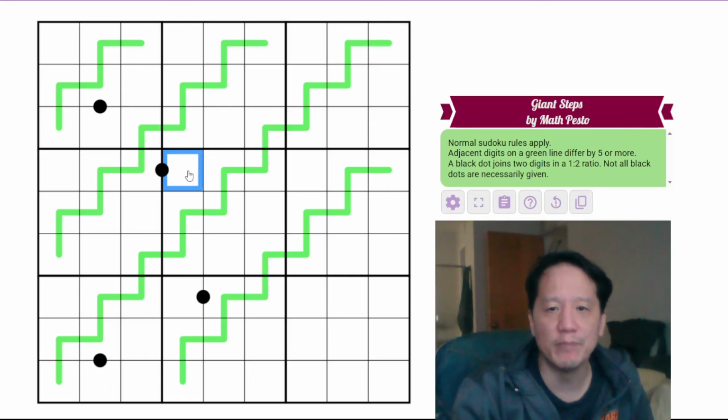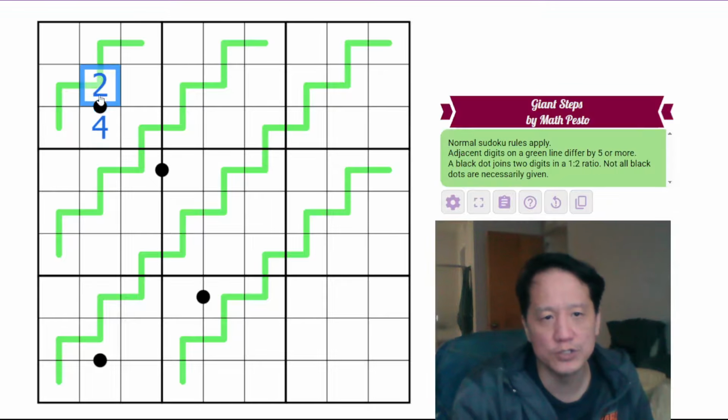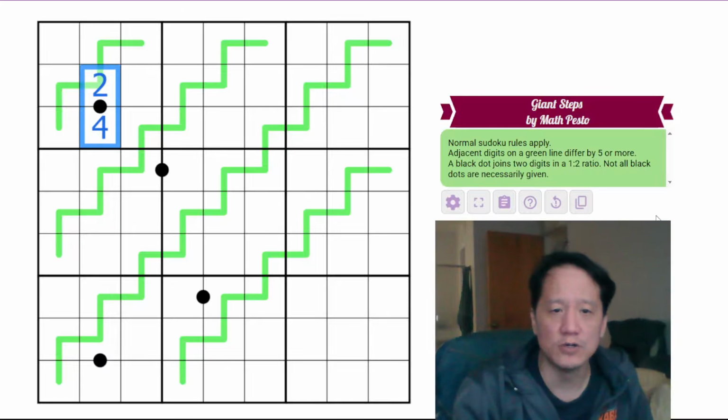And we have a black dot that joins 2 digits in a 1-to-2 ratio. Not all black dots are necessarily given. So for example, if this were a 2, this would have to be a 1 or a 4 to maintain the 1-to-2 ratio between them. And those are all the rules.